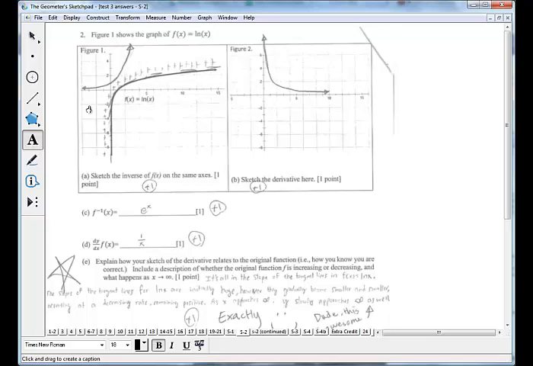And you imagine drawing the line y equals x, and each point gets reflected over that line. So each point on the original function gets reflected on this line. And hopefully we know that the inverse of ln of x is equal to e to the x.